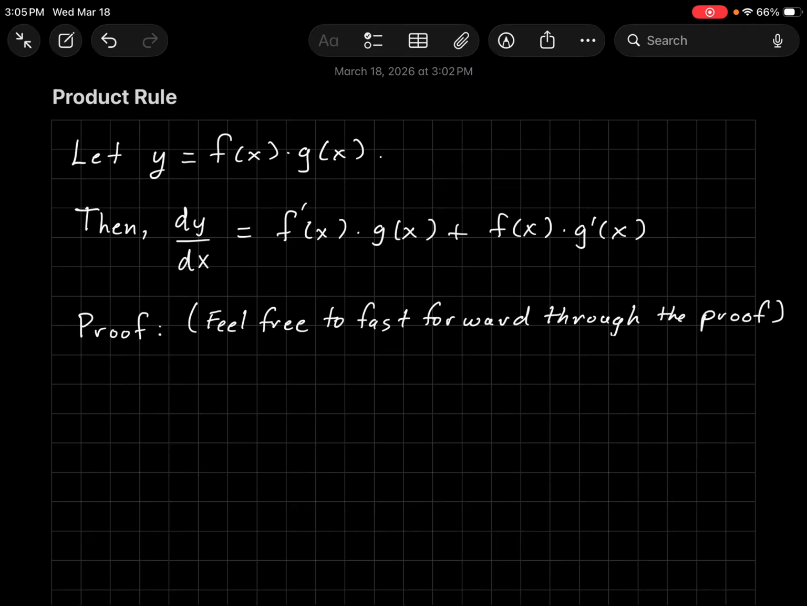So you will hear me say when I do product rule and other rules that I do the derivatives by position, not necessarily by formula. Before we get to some examples, let's look at a proof of the product rule. This doesn't necessarily add insight when you're first learning calculus, so feel free to fast forward through the proof if you would like. But for those who would like to see the proof, I'm going to go through it.